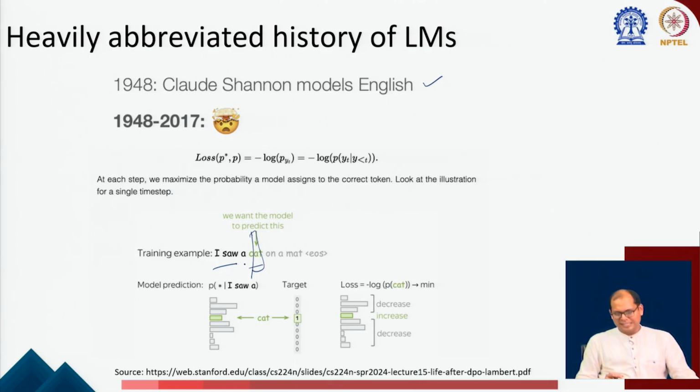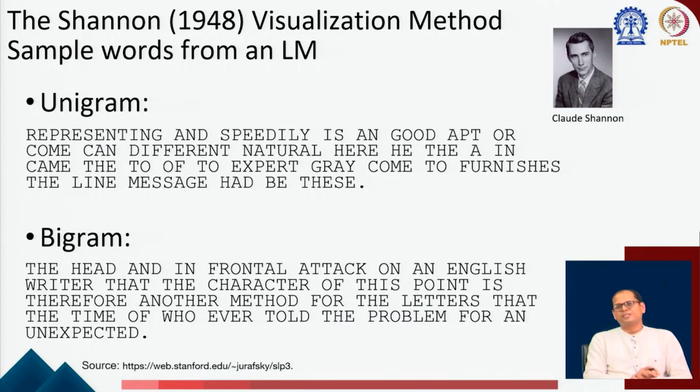Now we will discuss that in detail, but coming to Shannon's visualization methods, so he tried similar experiments as early as 1948. So this is what he got as a unigram language model from some text. So representing and speedily is in good art, or come can. So it's like random words that do not have connection. Bigram, the head and in frontal attack. Right. So the question is 1948.